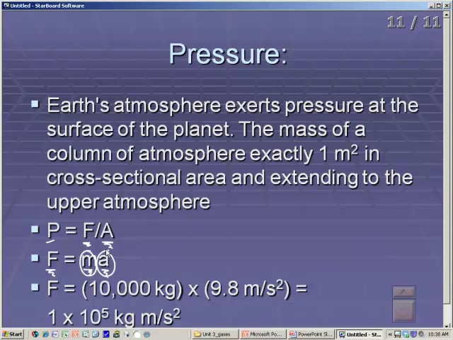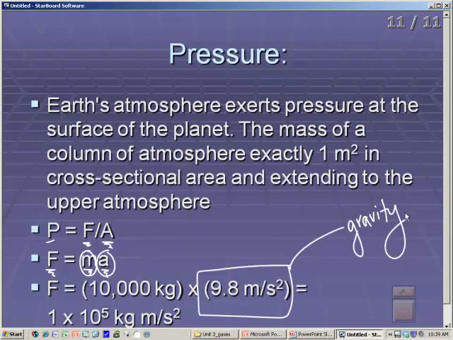So again, force is equal to mass times acceleration. Mass in kilograms, acceleration in meters per second squared. Well, for us, does this number look familiar to any of you? 9.8 meters per second squared. Guys, that is the acceleration of gravity.